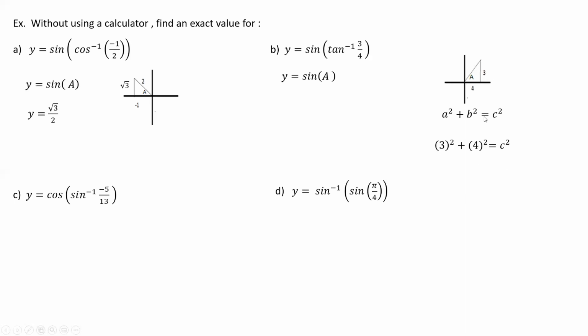3 squared plus 4 squared is 25. So c could equal plus 5 or minus 5. If we look at the picture, that's a radius. Those are always positive. So c is 5. We can now find sine. Sine is y over r. So our answer is 3 over 5.